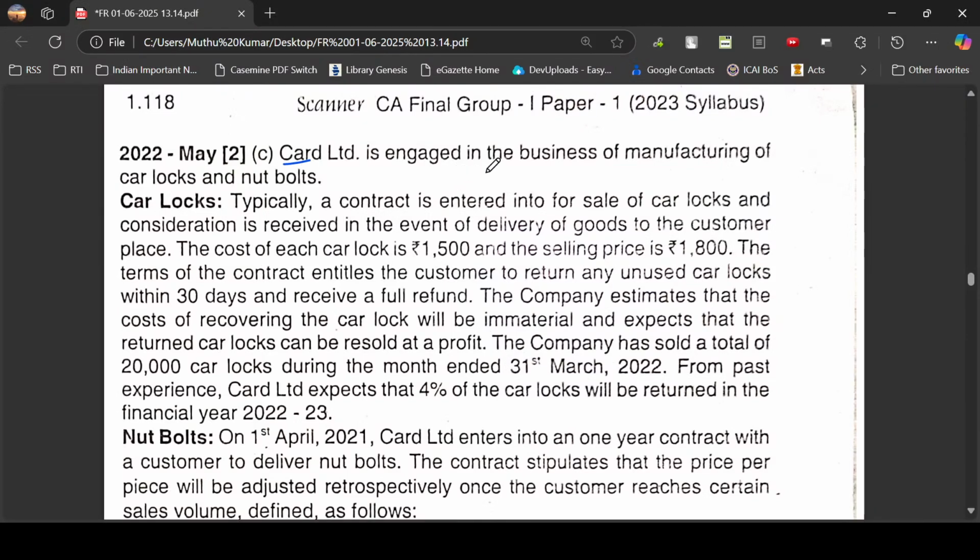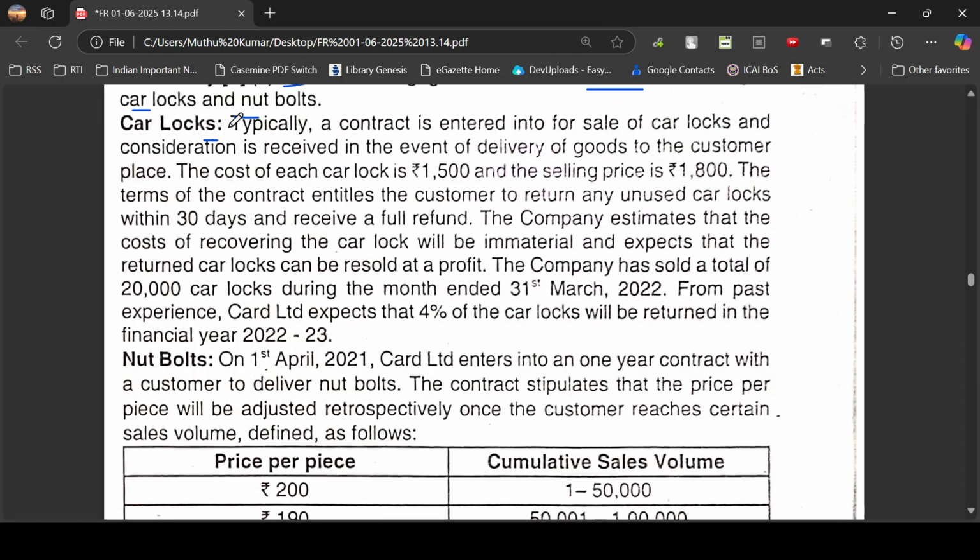Car Limited is engaged in the business of manufacturing car locks and nut bolts. Car locks: typically, contracts enter into the sale of car locks, and consideration is received on delivery of goods to the customer's place. The cost of car locks is 1,500 and the selling price is 1,800.